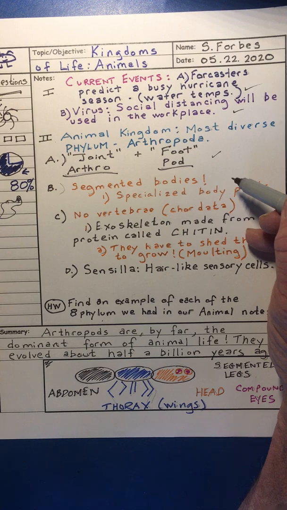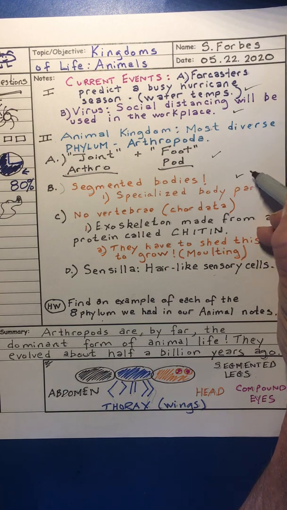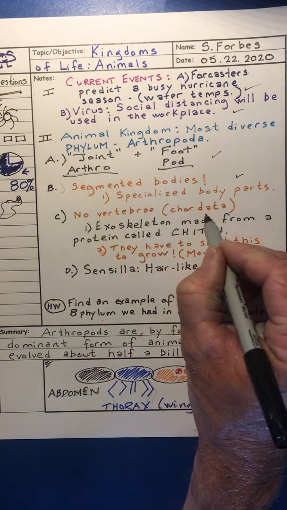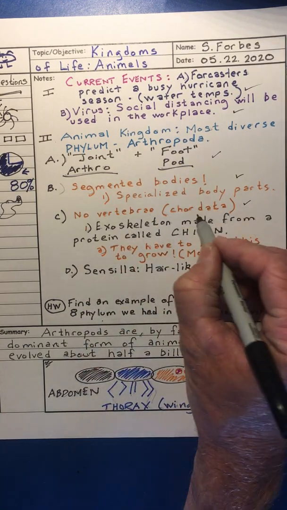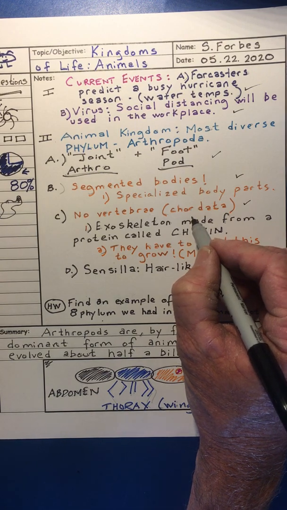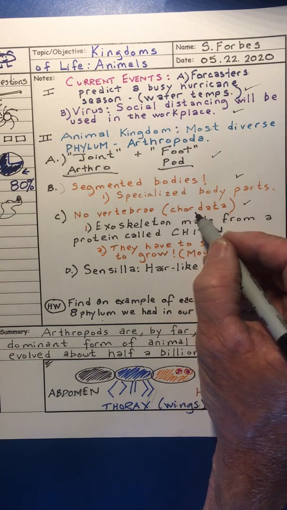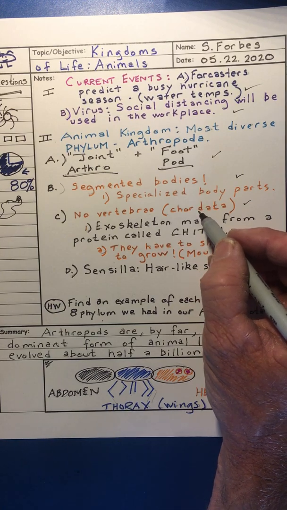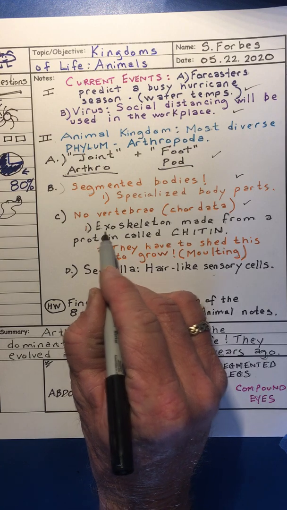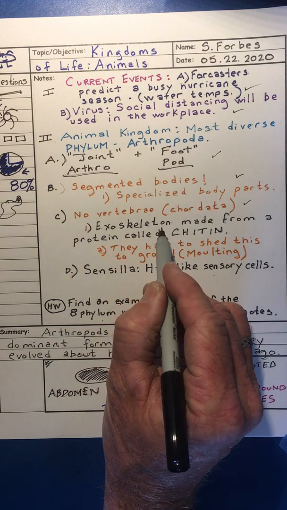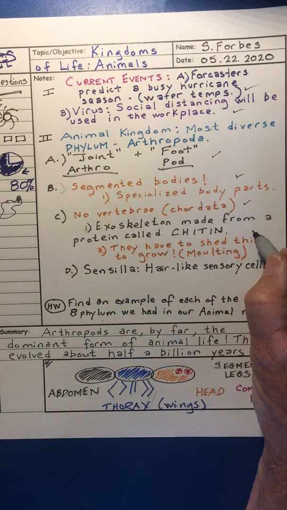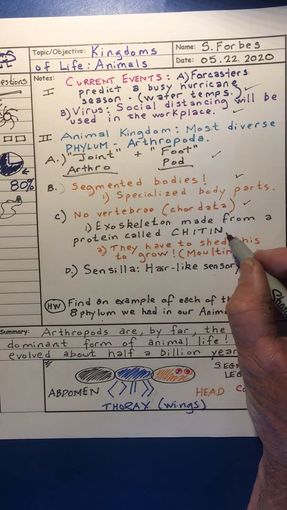They've got segmented body parts, specialized body parts, a gigantic leap forward in evolution there. No vertebrae. Again, this is where we get into one of those Latin roots. We are animals in the same kingdom, but we are chordates. We have a backbone. They do not have a backbone, or a skeleton for that matter. They have an exoskeleton. I probably should have capitalized the word exoskeleton because that's going to be one of our key terms next week. But exoskeleton, made from a protein called chitin, C-H-I-T-I-N. I did capitalize that one.